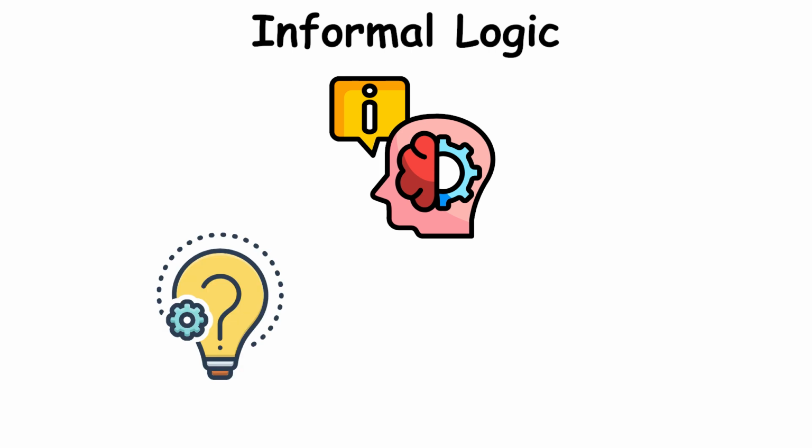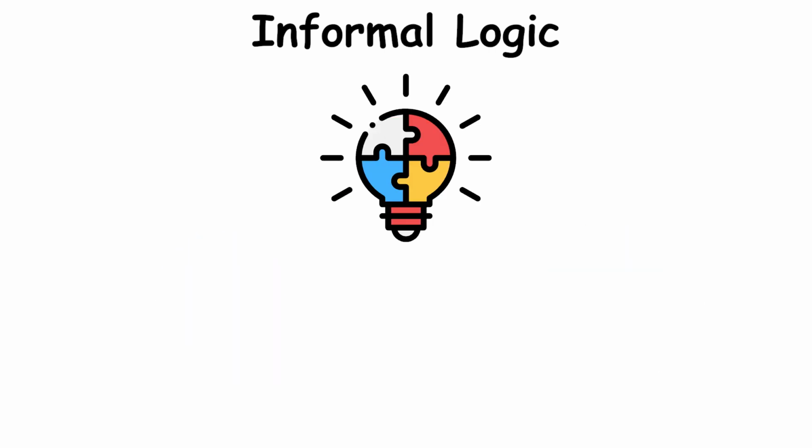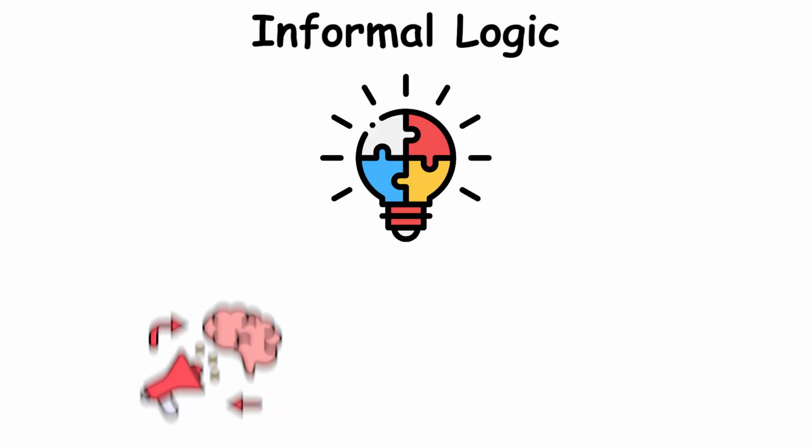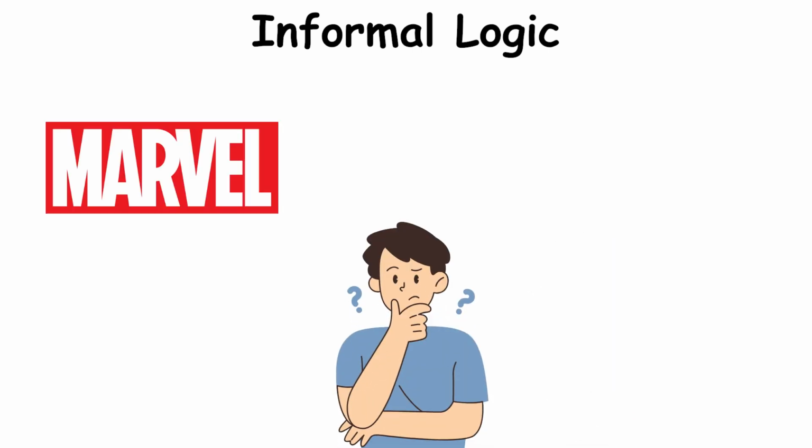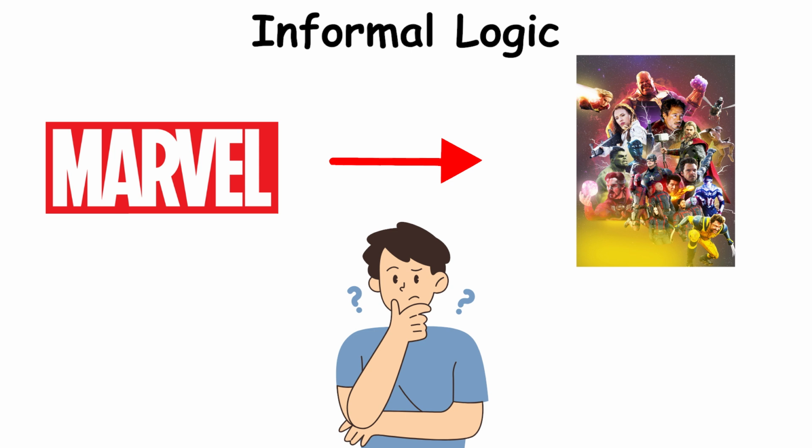10. Informal logic. Informal logic deals with reasoning and arguments in everyday life. Unlike formal systems, it focuses on persuasion and practical reasoning used in debates and conversations. Example: I think the new Marvel movie will be great because the last few were amazing. This is an informal argument based on personal experience and expectations, not a strict logical proof, but still reasoning.